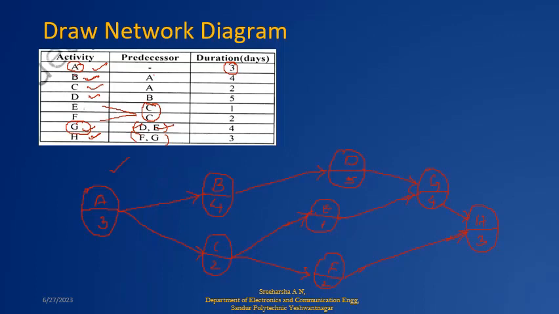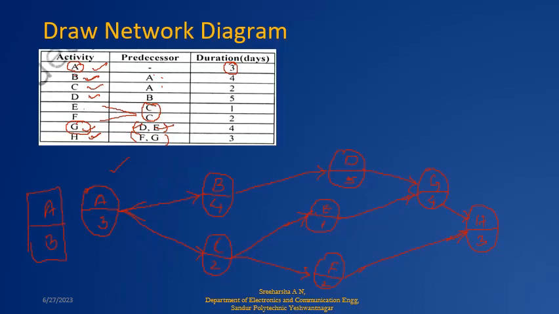I have taken a circle, and you can also take a rectangle or an oval shape, and write A and 3. Both are okay. Once you did this, what is the next activity? The next activity is B. The previous activity is A, but A is repeated two times here, so I am taking 2 arrows. After A, B and C both will start, so I am taking B and C here.